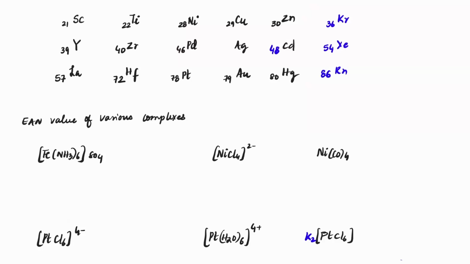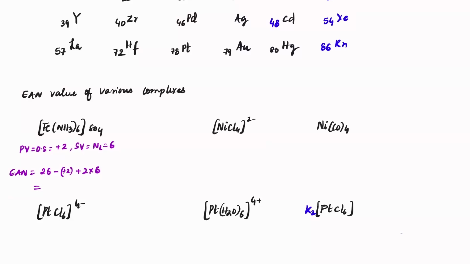First thing, whenever you have such questions, you will figure out the primary valency or the oxidation state. Oxidation state of iron here is +2. Secondary valency, which is the number of ligand connections, is 6. So that makes the EAN value much easier now. That will be equal to 26, which is the atomic number of iron, minus the oxidation state 2, plus 2 times the number of ligands, which is 6. So you can clearly notice that the EAN value is 36 in this case.